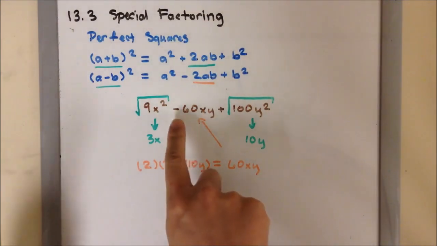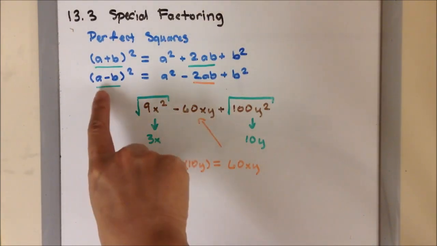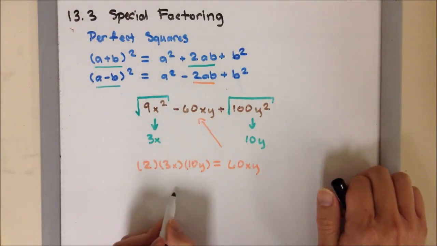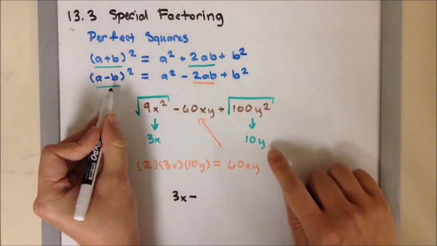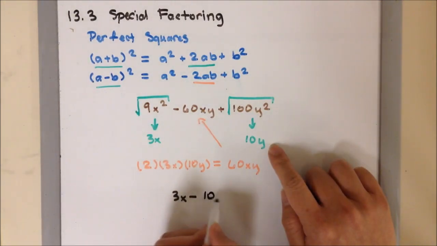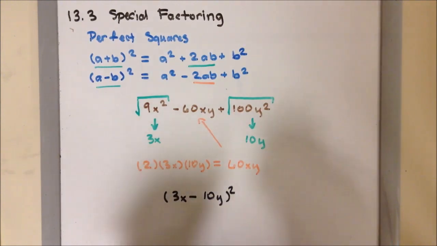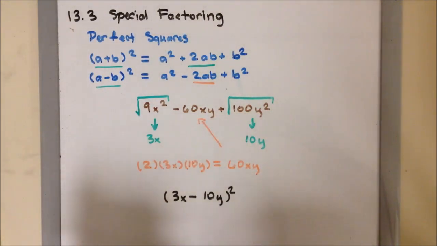According to the sign, since the middle term is negative and the last term is positive, I'm going to follow this form for our answer. So my a value is 3x, and then minus, and then my b value, which is 10y. I'll put this in parentheses with the square, and this is our final answer. And let me box that up.